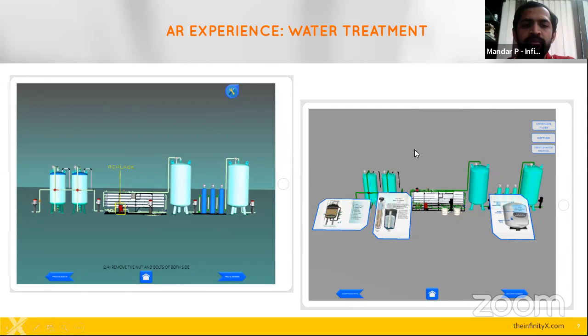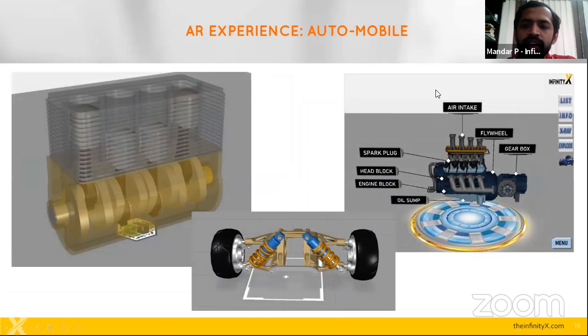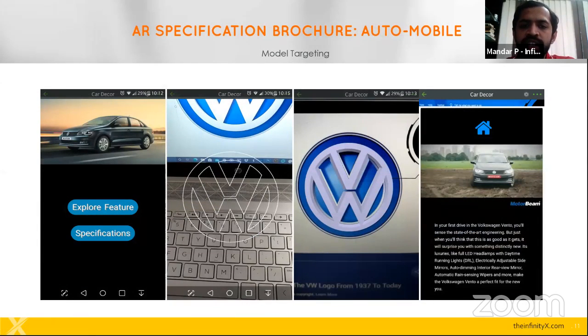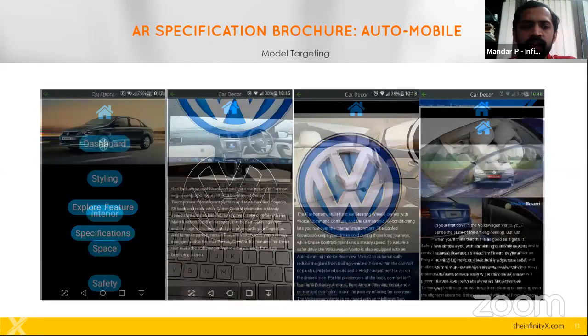As we can do the same for the products, we can do the same for the entire manufacturing process. So here is a water treatment plant for which the current instructions can be shown on the right hand side of the image. These are again a few experiences from the automobile industry that we have worked on. Product manuals can also be developed in AR experiences. So these are the things that we have worked on till now. Again, possibilities are a lot. These are a few samples of it. So let's go into the Q&A.